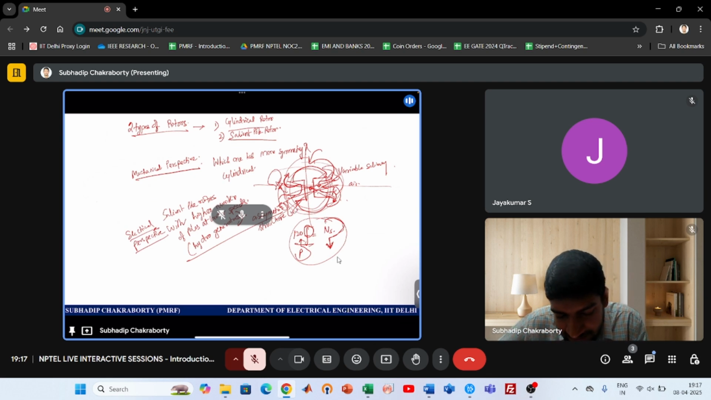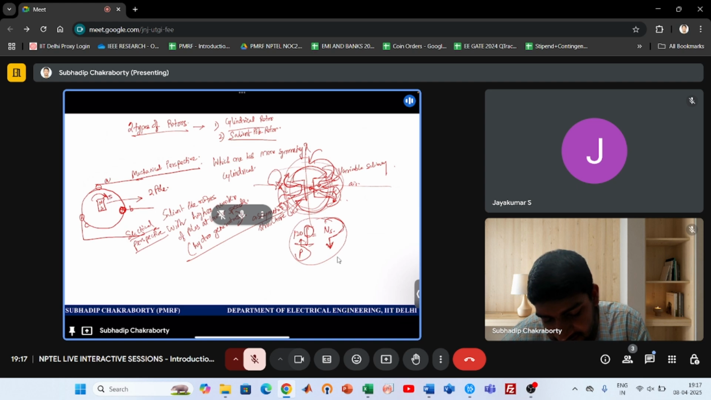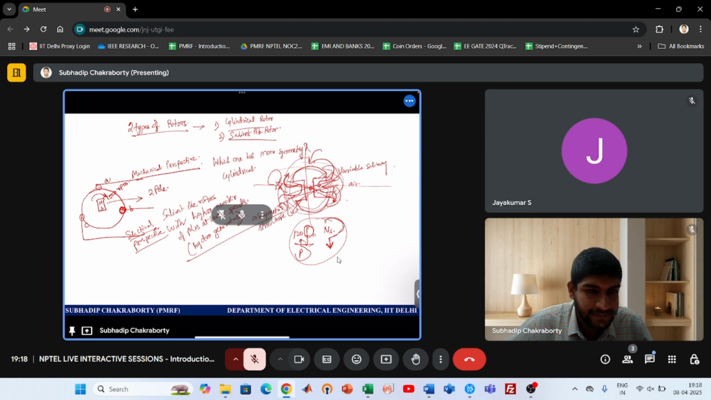Can you tell me, if I have a magnet like this, and I have A, B, C in the stator, this is how many pole machine? 2 pole. I rotate it at 1500 RPM. Can you tell me what will be the synchronous speed? Or I rotate it at 400 RPM, let's say. So what will be the synchronous speed?